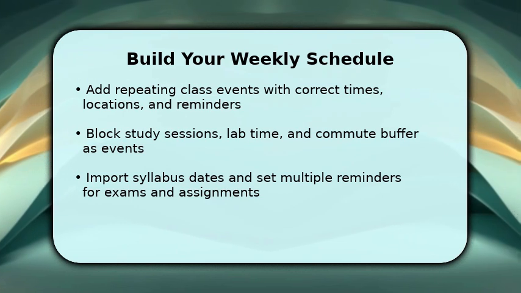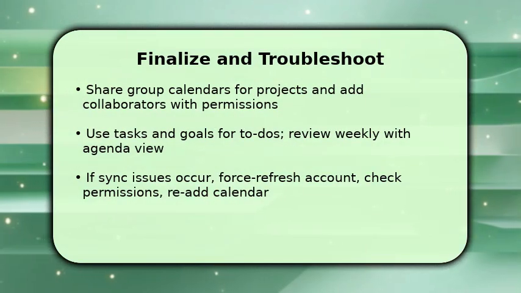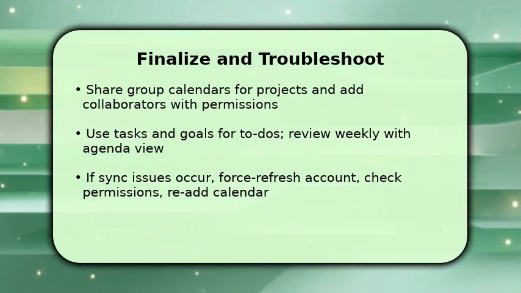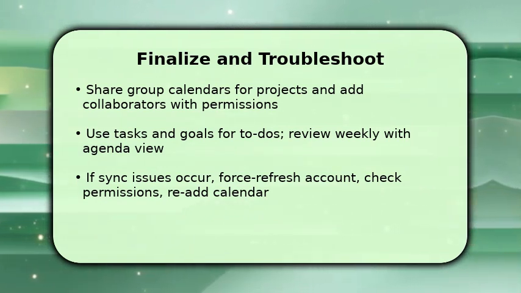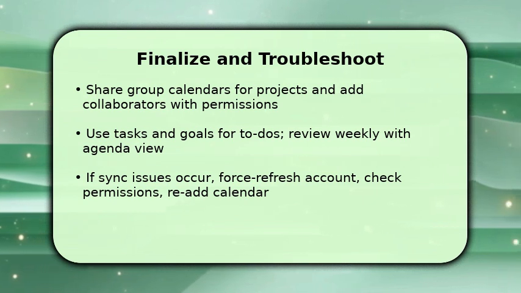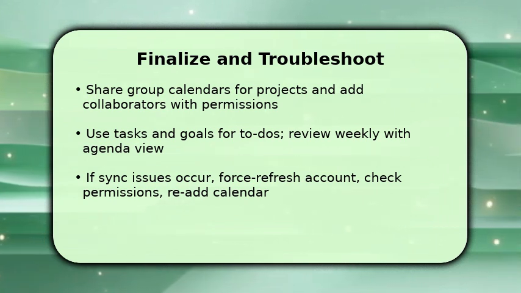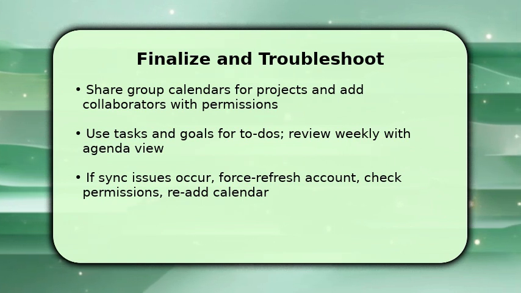These detailed middle steps convert your calendar into a proactive planner that prevents double booking and keeps your semester on track. To finish, share project calendars and grant collaborators appropriate permissions so meetings and deliverables stay aligned. This cuts down on message threads. Use tasks and goals for one-off to-dos and soft weekly goals, and review the agenda every Sunday to adjust.